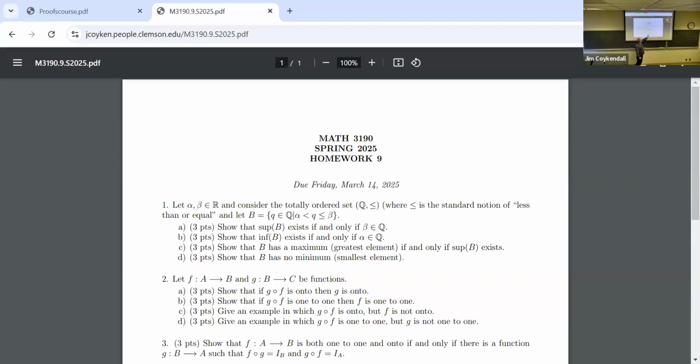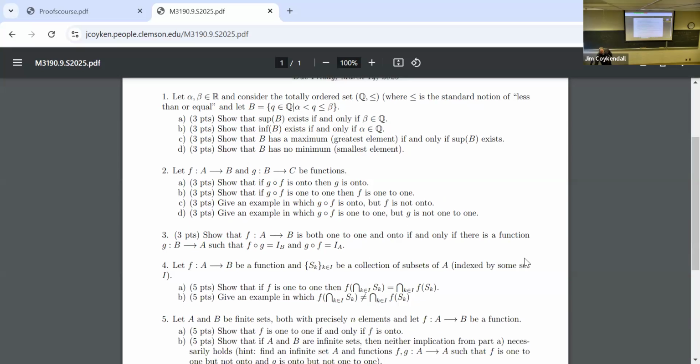Give an example where the composition is onto, but the first one is not. And also give an example in which the composition is 1 to 1, but the second one is not 1 to 1. Right? So this is a useful piece of information here.